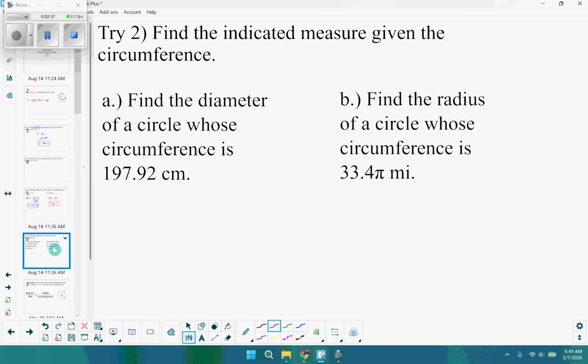So there's 2 here for you. One asks for the diameter, one asks for the radius. You can pause. The answers are posted in the blank notes.